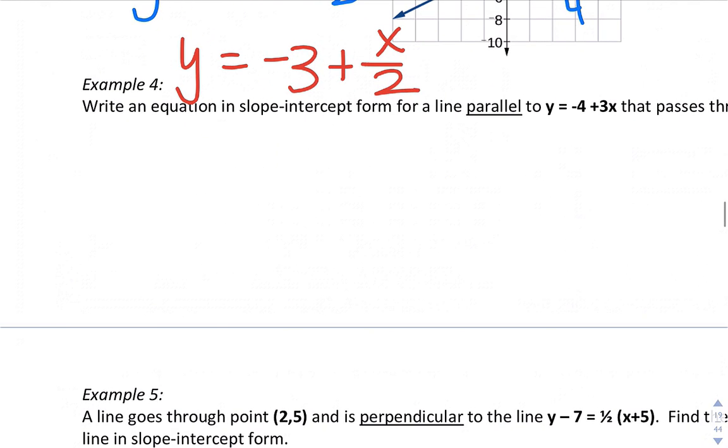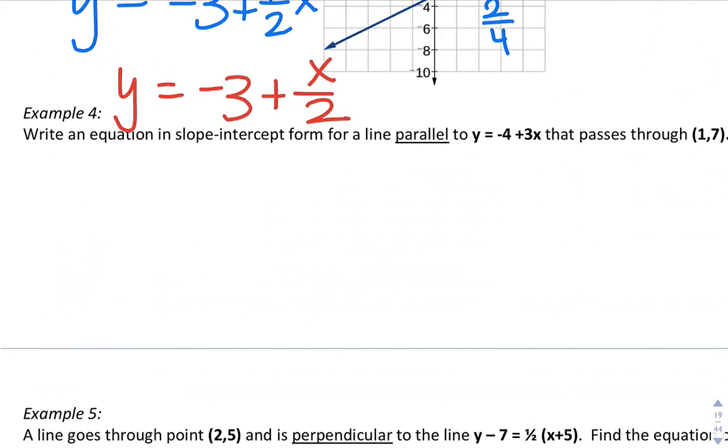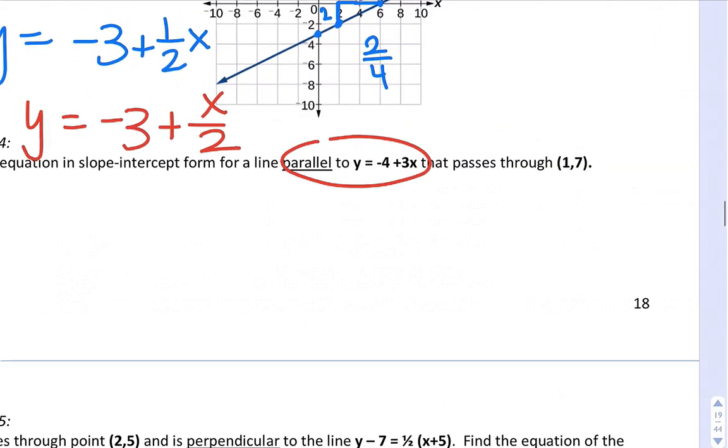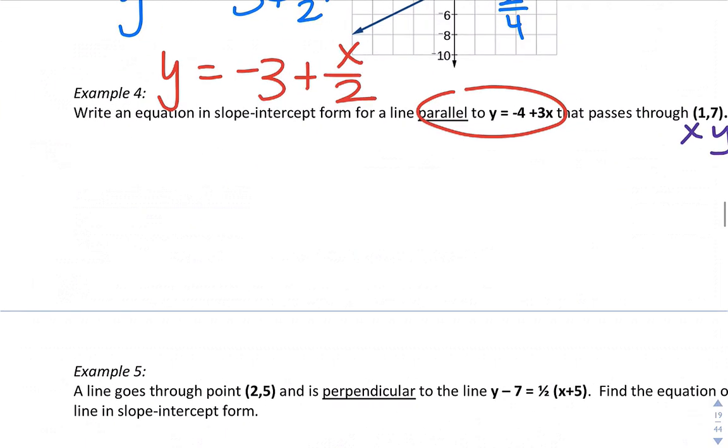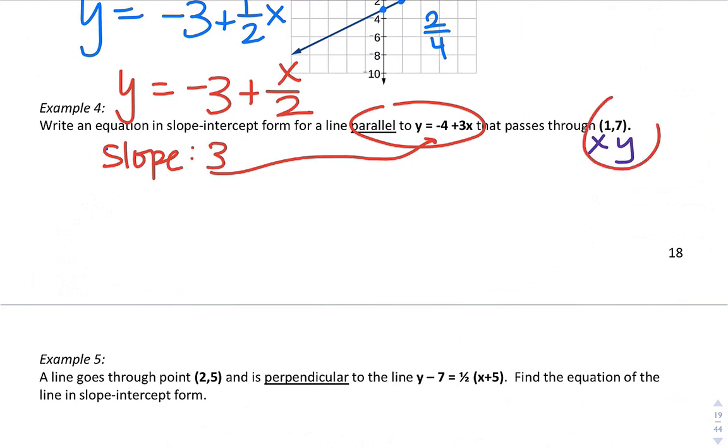Next example, write an equation in slope-intercept form for a line parallel to this line that passes through this point 1, 7. All right, so first we need the slope of the parallel line. So the slope is the number next to the x when y is by itself. So the slope is 3. Okay, now that we have the slope, we're going to plug that in with your point over here, and we'll solve for the new y-intercept.